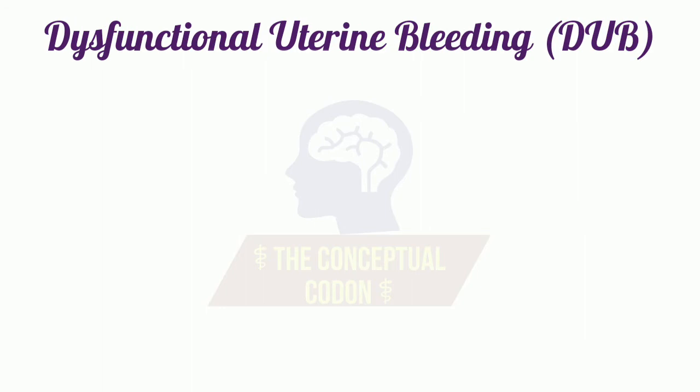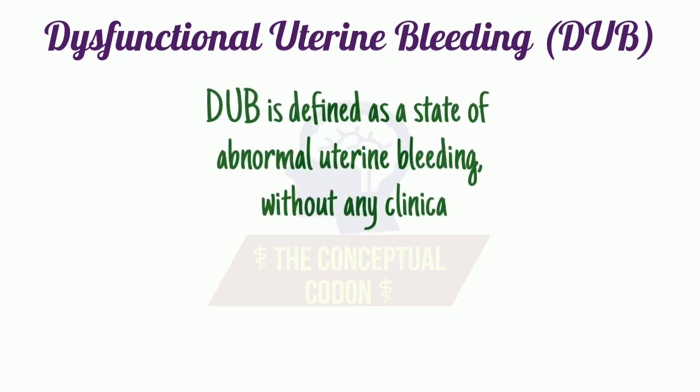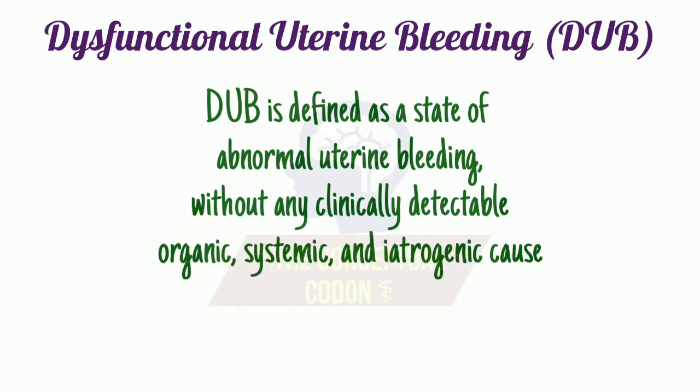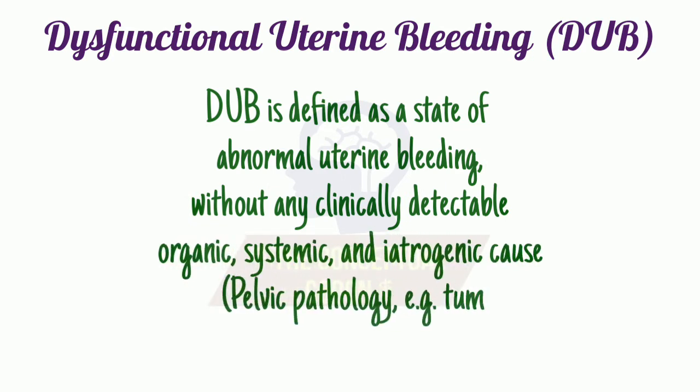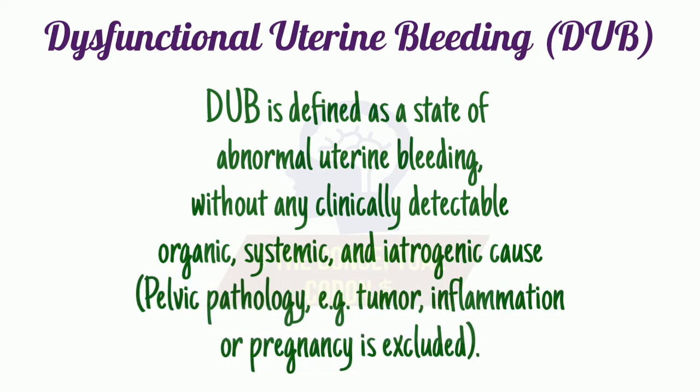Dysfunctional uterine bleeding is defined as a state of abnormal uterine bleeding but without any clinically detectable organic, systemic, and iatrogenic cause. So, there is no pelvic pathology like tumor, inflammation, or pregnancy. They are excluded. So it is a state of abnormal uterine bleeding without any detectable pathology.